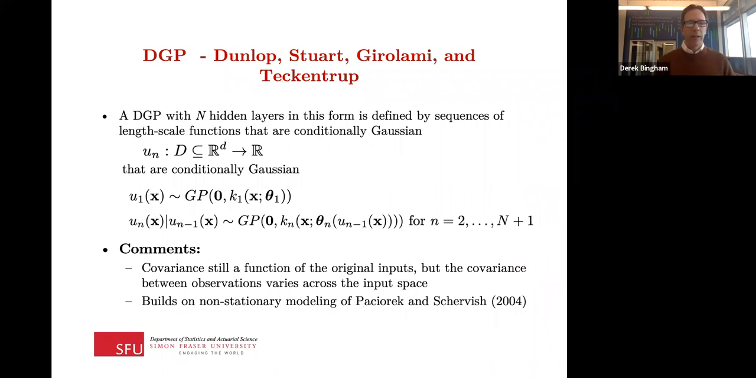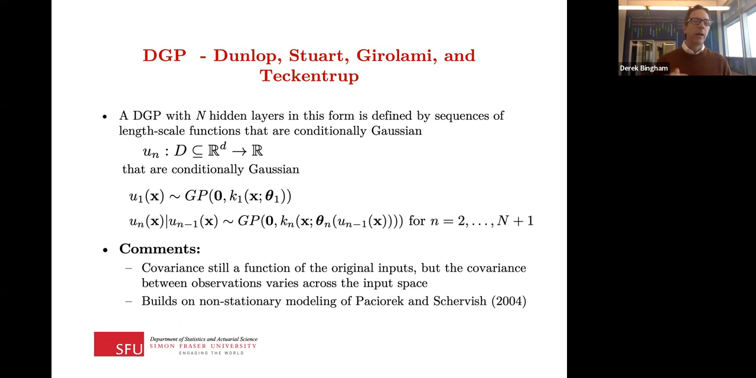Okay, the second method, the one that we're going to really talk about here, is the Dunlop et al. method. Here they also start with a hidden layer, U1, and it's also conditionally Gaussian, so it looks the same. But if you notice the U's themselves, UN is a map from R^d to the real line. On the right-hand side, I've changed things a little bit. The kernel is now written as a function of X, and theta is just sitting there to tell us this is also a function of the U's at the previous layer. Those are the parameters.